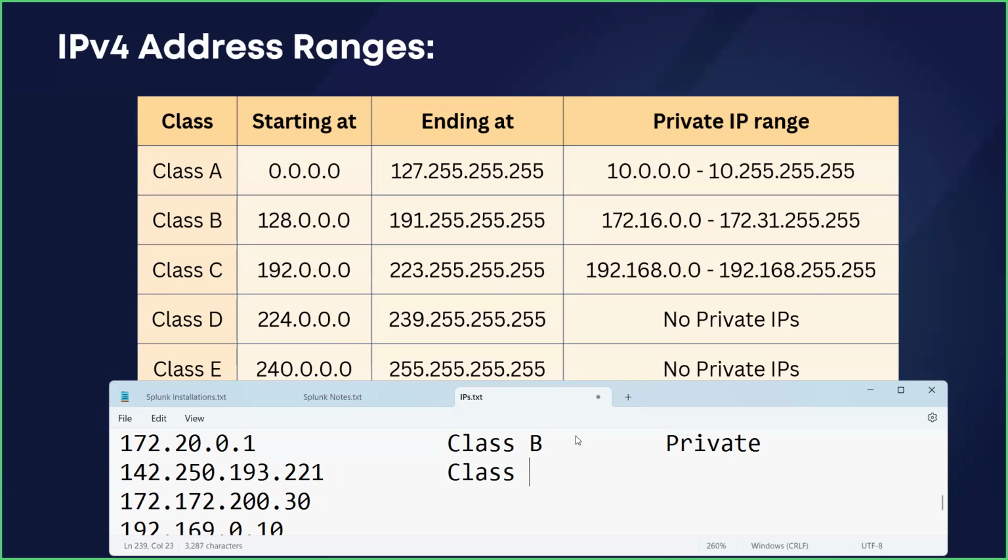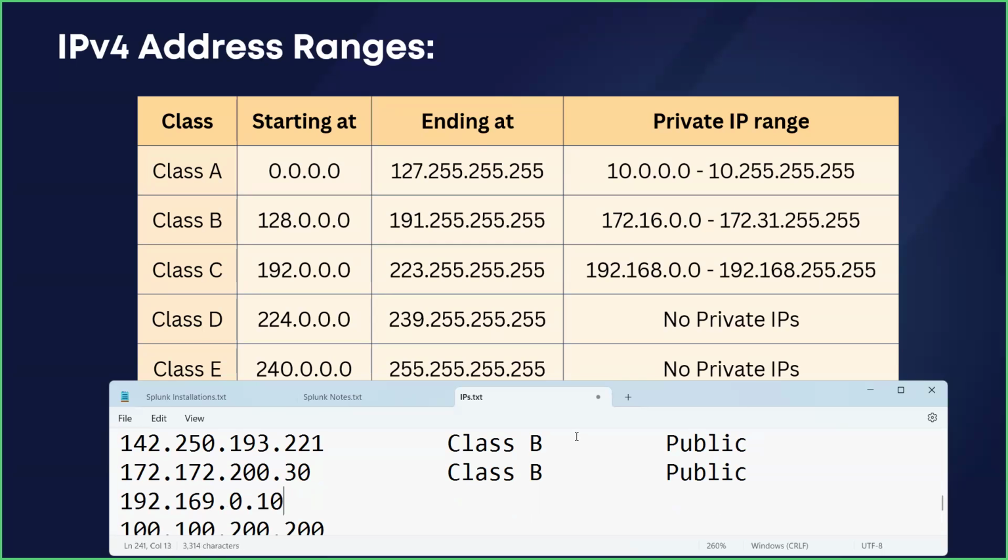Next one, 142.250.193.221. Class B public. Perfect answer. Next one, 172.172.230. Class B public. Perfect. Next one.